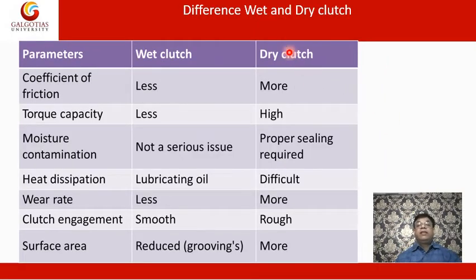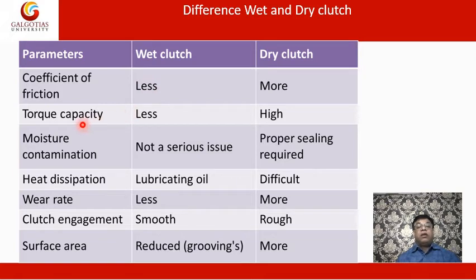So now we will see the difference between wet and dry clutch. These are the parameters on which we will see the difference in these two clutches. The coefficient of friction is less in wet clutch in comparison to the dry clutch. The dry clutch has more coefficient of friction because there is no lubrication. Here, because of lubrication, the coefficient of friction is less.